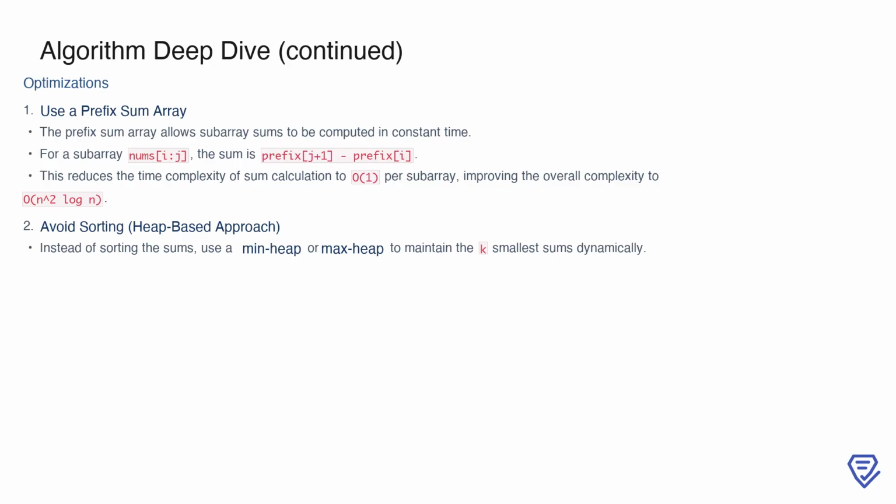Another powerful optimization is to avoid sorting altogether by using a heap-based approach. A min heap or max heap can be used to dynamically maintain the k smallest sums as we compute them. This approach further reduces the overhead of sorting and makes the algorithm more efficient for larger inputs.